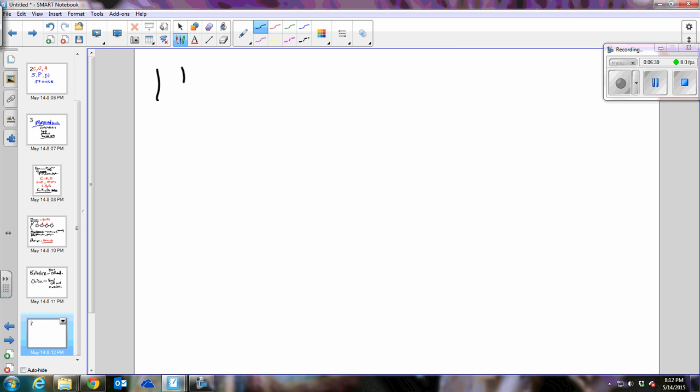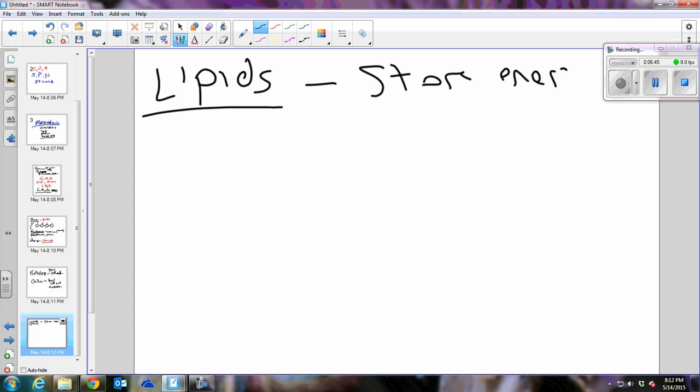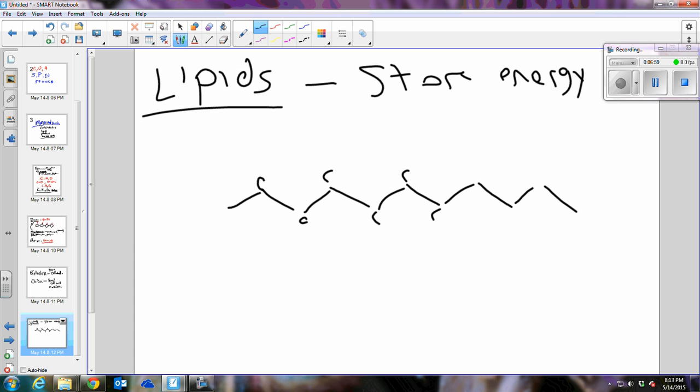Next is lipids. Lipids store energy. That is their function. How are they able to do that? Because they're made of these long chains called hydrocarbons. Well, what do you suppose is in a hydrocarbon? And at each one of these junctions is a carbon. There's hydrogens in there. Carbon and hydrogen. Now, lipids will contain oxygen and other things, but they're primarily made up of carbon and hydrogen.